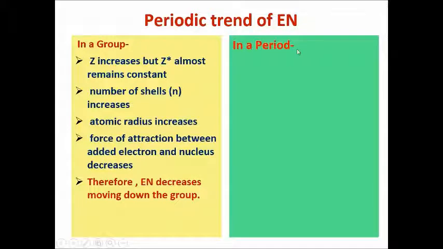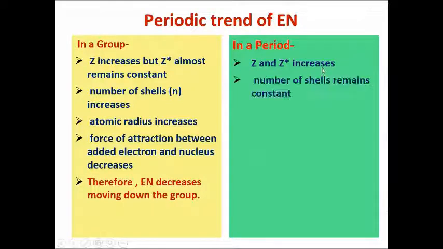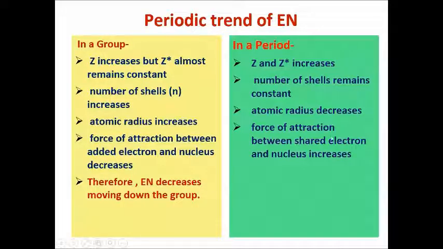If we take along the period, the nuclear charge and also the effective nuclear charge both increase. The number of shells remains constant along the period. Atomic radius decreases along the period, and the force of attraction between the shared electron and the nucleus increases. Therefore, we can say that electronegativity increases along a period. So this way we can explain the periodic trend of electronegativity.